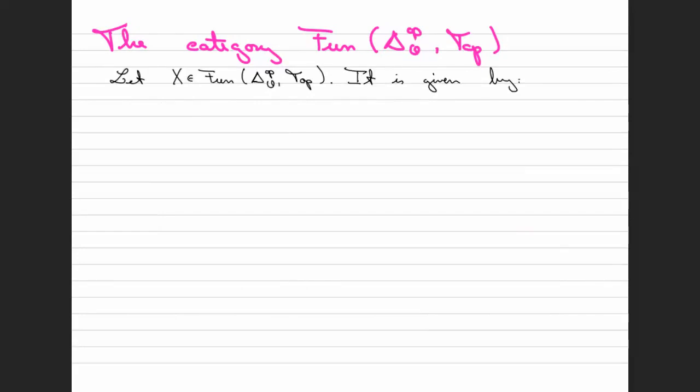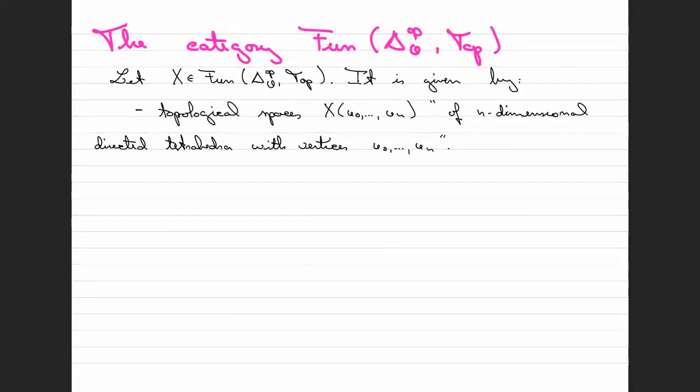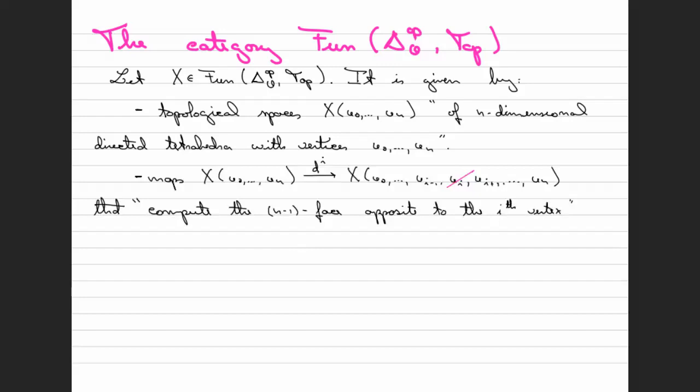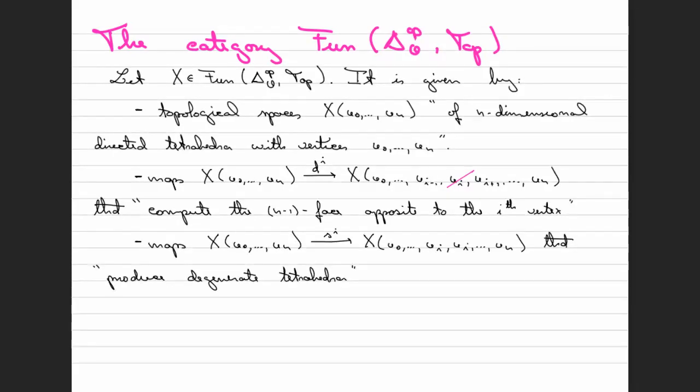Okay, so in general, just to be complete, we have topological spaces, big X of X0 to Xn. We think of the points in these spaces as n-dimensional directed tetrahedra, with vertices labeled accordingly. And then we have the face maps. They delete a vertex and give us a face opposite to it. Then we have the maps S, which are related to the identities. We are not going to focus on them too much. They produce the degenerate tetrahedra.